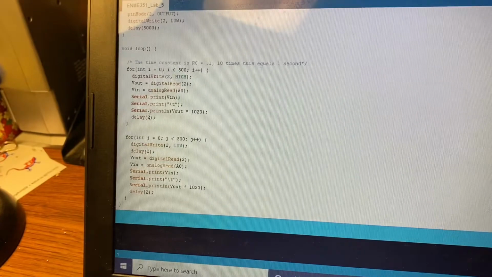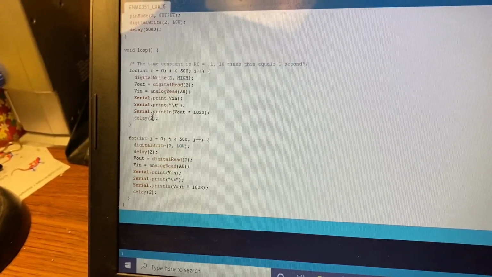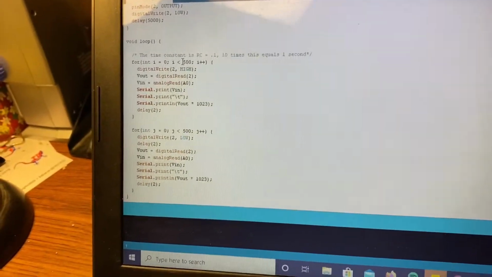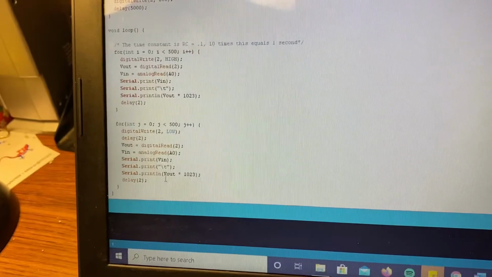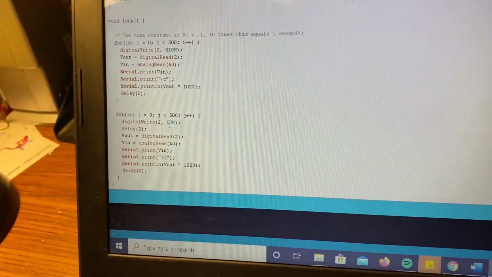This 2 milliseconds comes from the time constant divided by 50, and it runs 500 times to give us a period of 10 times the time constant. This other for loop is the exact same, except the pin is now outputting a low signal.